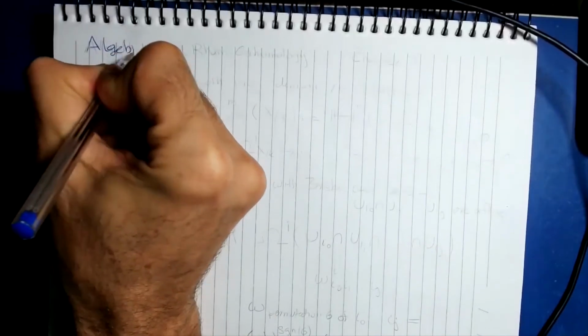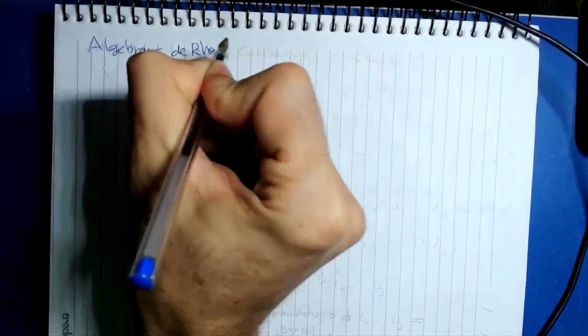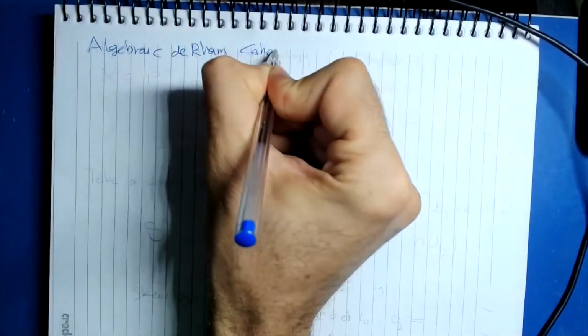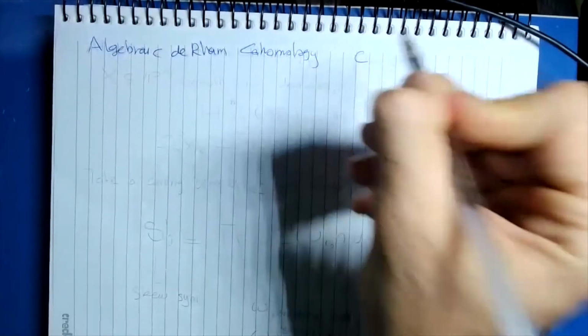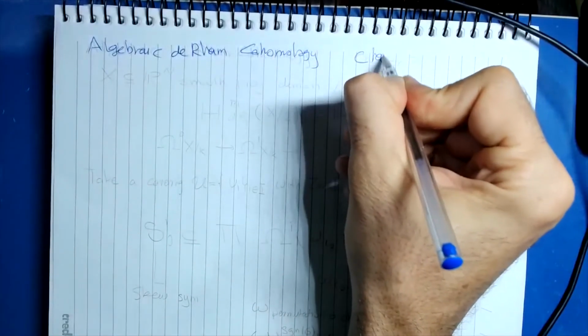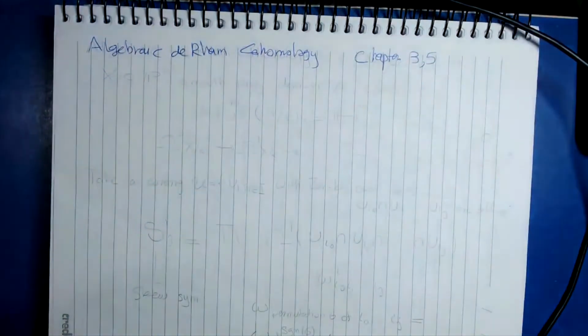So, algebraic de Rham cohomology. This will be basically from chapters 3 and 5 of my book.